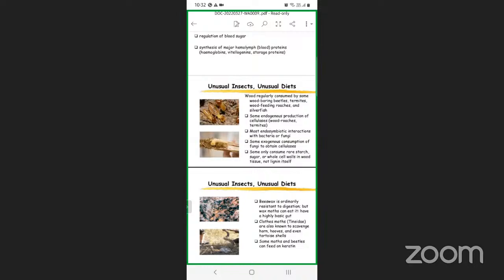Ma'am, the slides are not moving. Excuse me, ma'am. Slides are not moving.